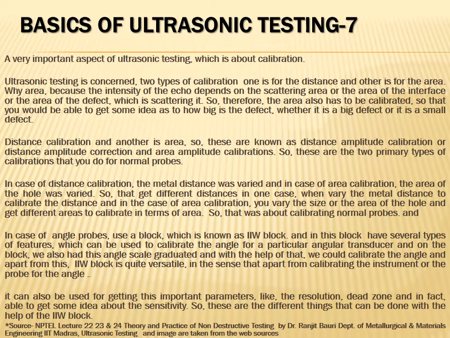So in case of the normal probe, distance amplitude calibration or correction, or area calibration. In distance calibration, the metal distance is varied, and in area calibration, the area of the holes is varied, so that you get different distances in one case when you vary the metal distance, and in the case of area calibration, you vary the size or area of the hole and get different areas to calibrate in terms of area. So that was about calibrating normal probes.